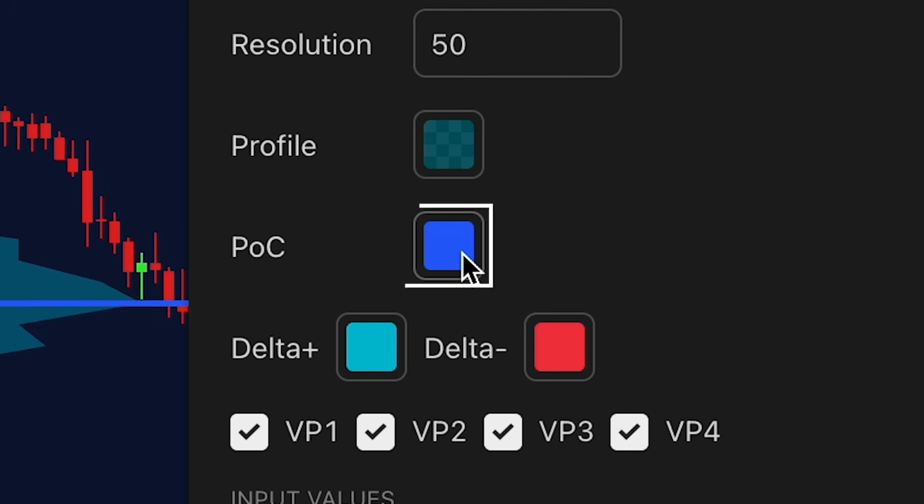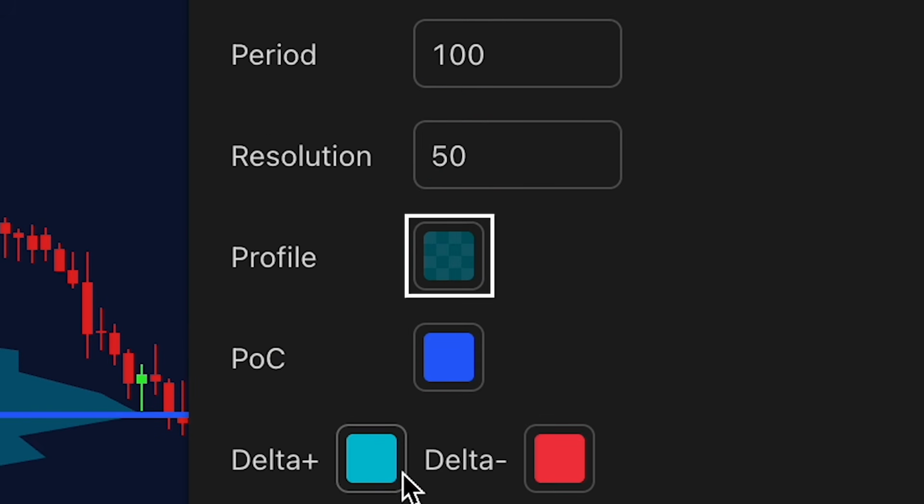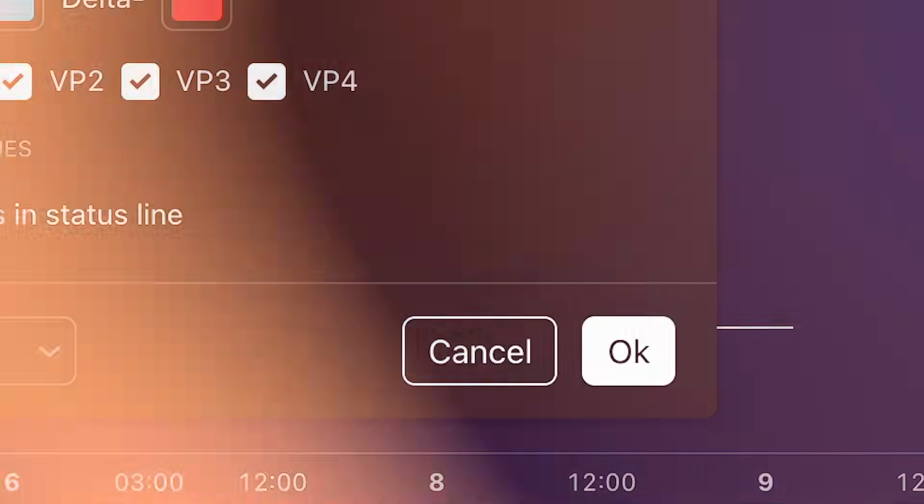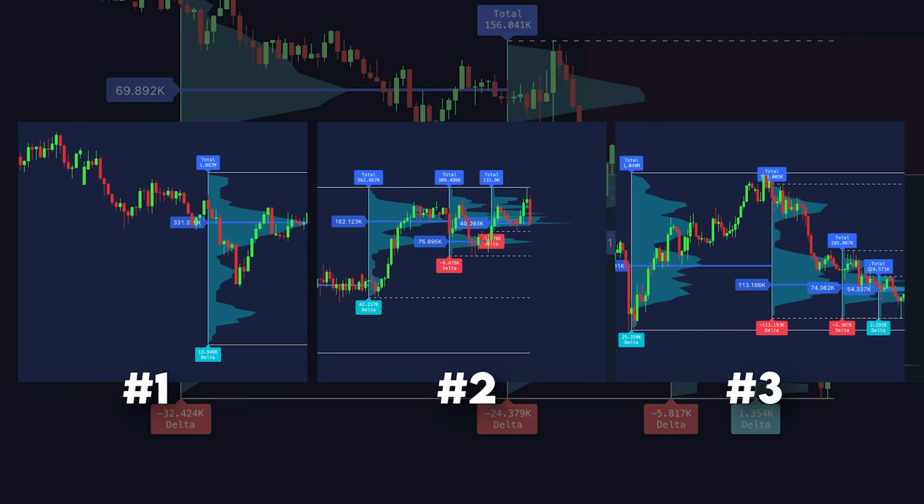I recommend using the default blue for POC lines and keeping the volume bars with gradient transparency. This makes it easier to spot confluence zones where multiple layers align. Once you're done, click OK. Now let me show you 3 layer analysis techniques that give you great accurate insights.